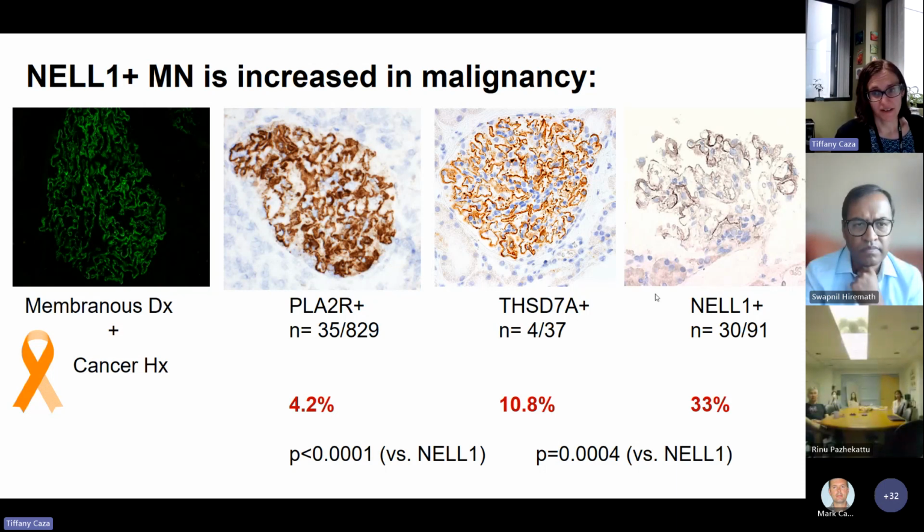THSD7A had an increase, or patients had an increased rate of malignancy, of which has been described earlier. And for PLA2R positive membranous, there likely isn't an increase. And these 4% of patients likely is the background rate of malignancy in the general population. And the mean age for development of PLA2R positive membranous is 58 years old. Similar for THSD7A, but for NELL1 membranous, patients present a little later, usually in their 60s.